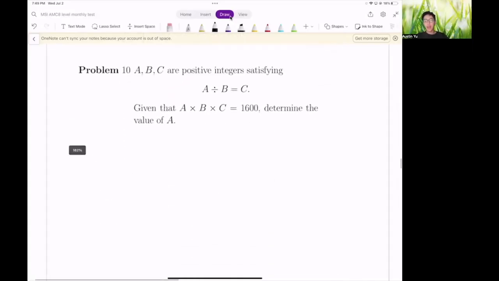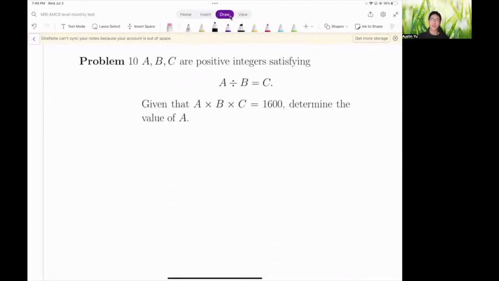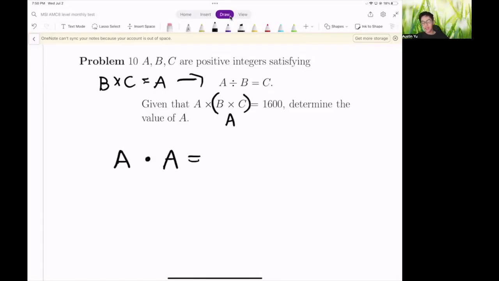Problem 10. A, B, and C are positive integers, satisfying that A divided by B is equivalent to C. So by the way, we can just rewrite this by saying B times C equals A, right? It's the same thing. Given that A times B times C is 1600, determine the value of A. So right away, can we rewrite something? Can we rewrite B times C into A, right? Which means that A times A is 1600.